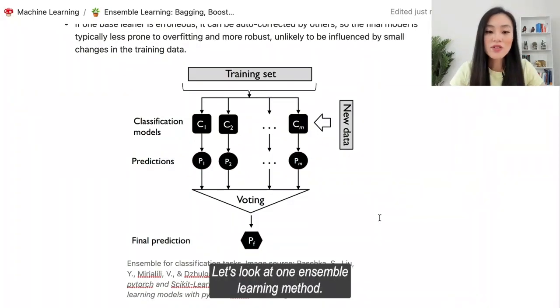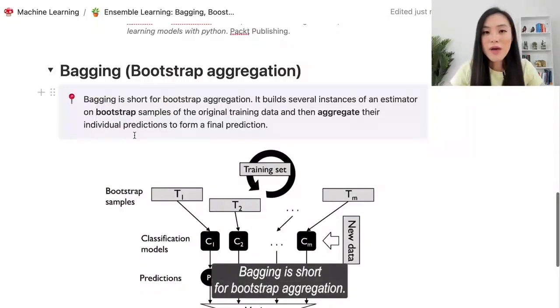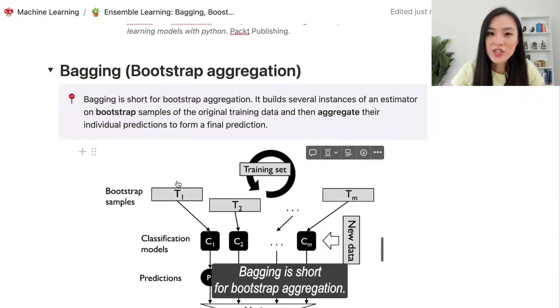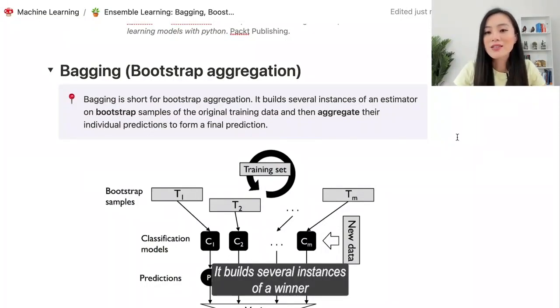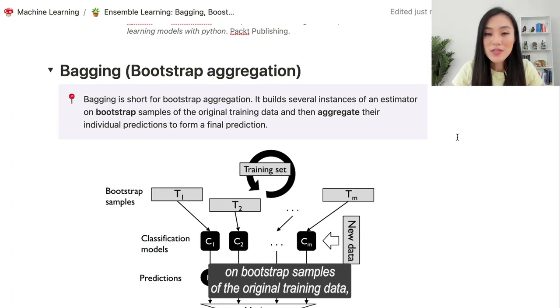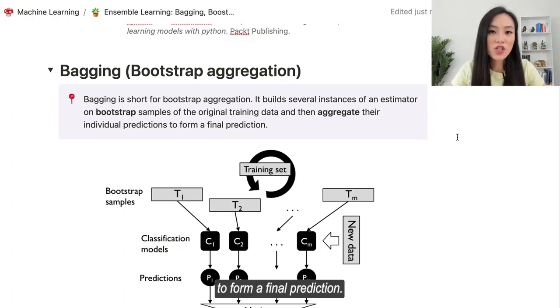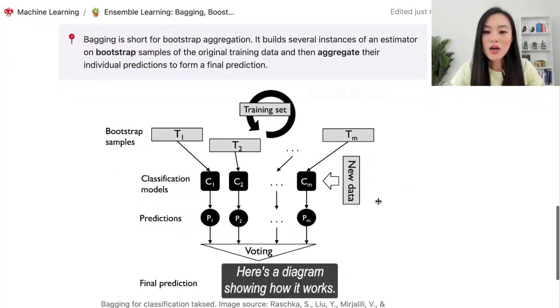Let's look at one ensemble learning method, bagging. Bagging is short for bootstrap aggregation. It builds several instances of an estimator on bootstrap samples of the original training data and then aggregate their individual predictions to form a final prediction. Here's a diagram showing how it works.